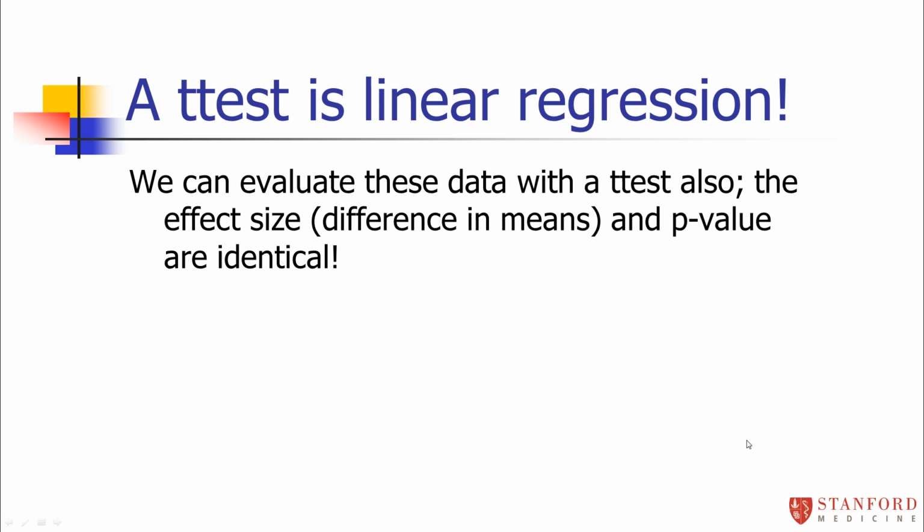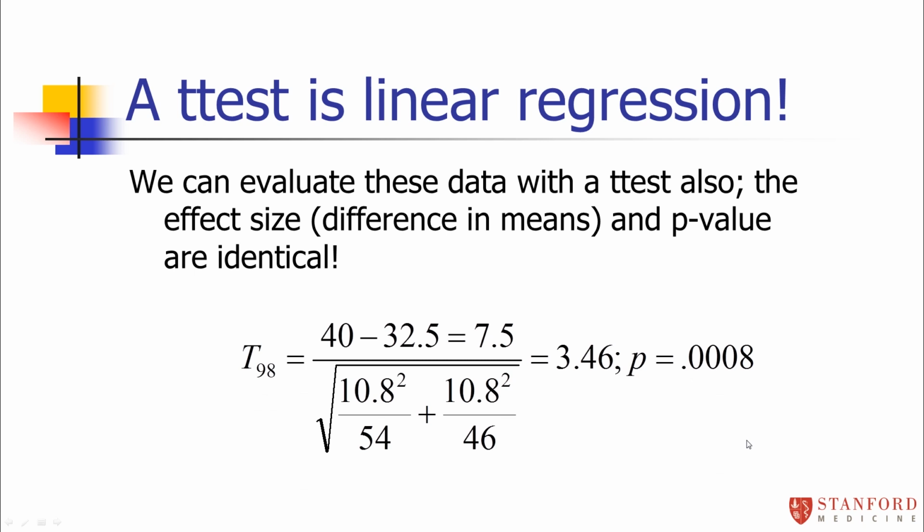It turns out that the slope we get from linear regression is exactly equal to the difference in means, which is the effect size of interest for a t-test. And the p-values we get out are also exactly identical. So here's the t-test that we would run. In the numerator goes the difference in means, again, which is 40 minus 32.5 or 7.5.